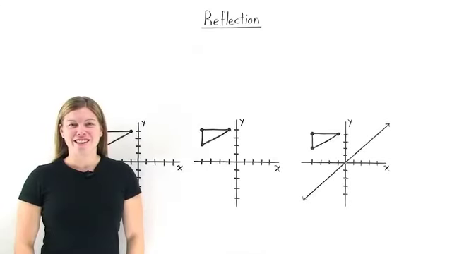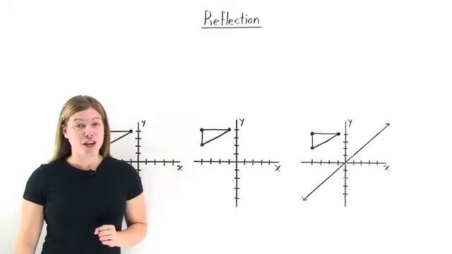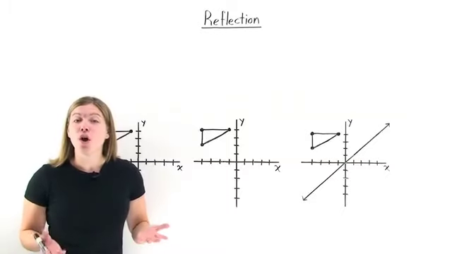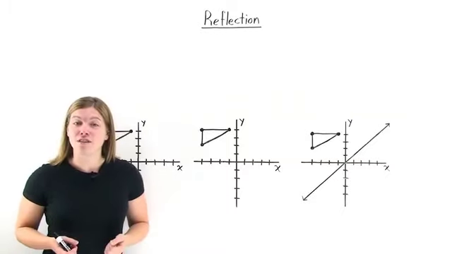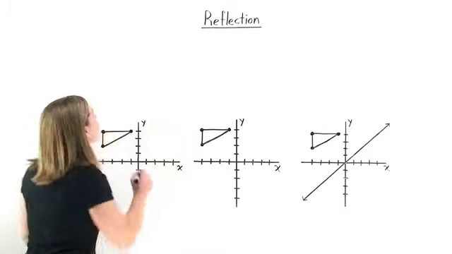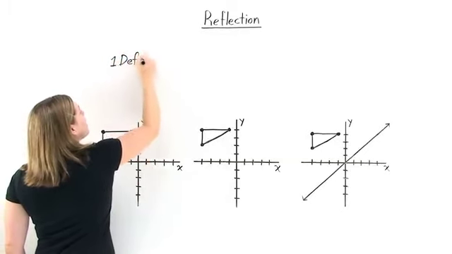What is a reflection? To see what a reflection is, let's start by looking at the word reflection. What does it mean? Well, if we look into a mirror, we see a reflection of ourselves. That's sort of what we're talking about here. In math, a reflection is a transformation that creates a mirror image of a figure.